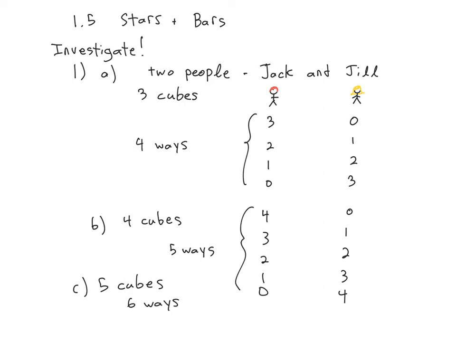So let's look at the answer. It starts with two people, and I'm going to call them Jack and Jill. Suppose you want to distribute 3 cubes between Jack and Jill. You can either give them all to Jack, 2 to Jack and 1 to Jill, 1 to Jack and 2 to Jill, or all 3 to Jill. Because there's no way of distinguishing between Rubik's Cubes, this is the total number of answers.